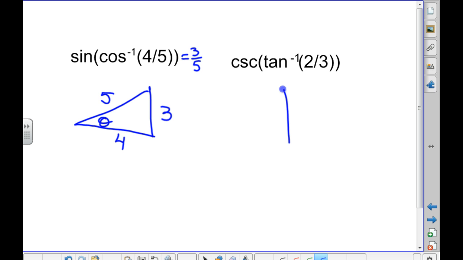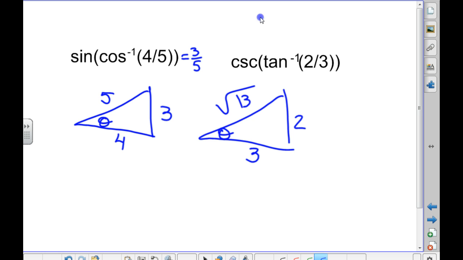If you had a tangent that was positive, it would have to be in quadrant 1, arc tangent. Tangent is opposite over adjacent. If I do this, I get square root of 9 and 4, which is 13. Okay, cosecant. Well, it's a flip of sine. Sine is opposite over hypotenuse, so this would be hypotenuse over opposite.